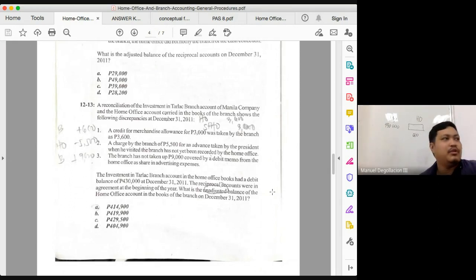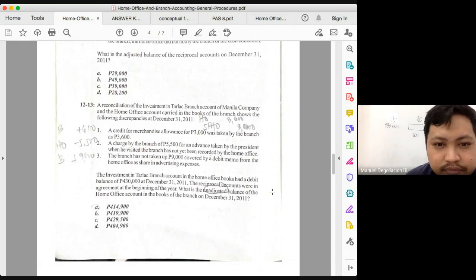Okay, so we will treat this as a withdrawal transaction, and we will treat this as a withdrawal made by the home office. So what entry was prepared by the branch then? The entry here would be debit, home office, and credit, cash in the amount of 5,500. Okay, so was that entry prepared? Yes. Who was not able to prepare an entry? The home office, because the problem tells us that it has not yet been recorded by the home office.